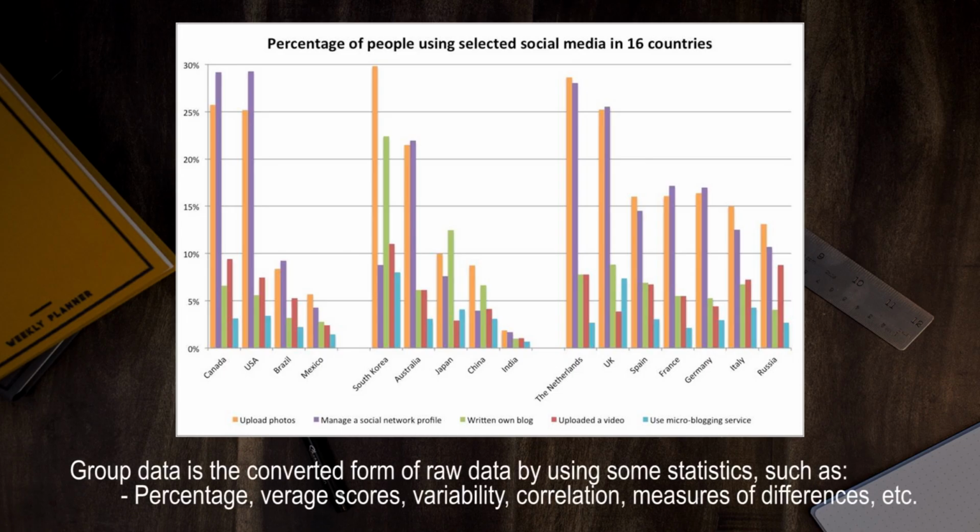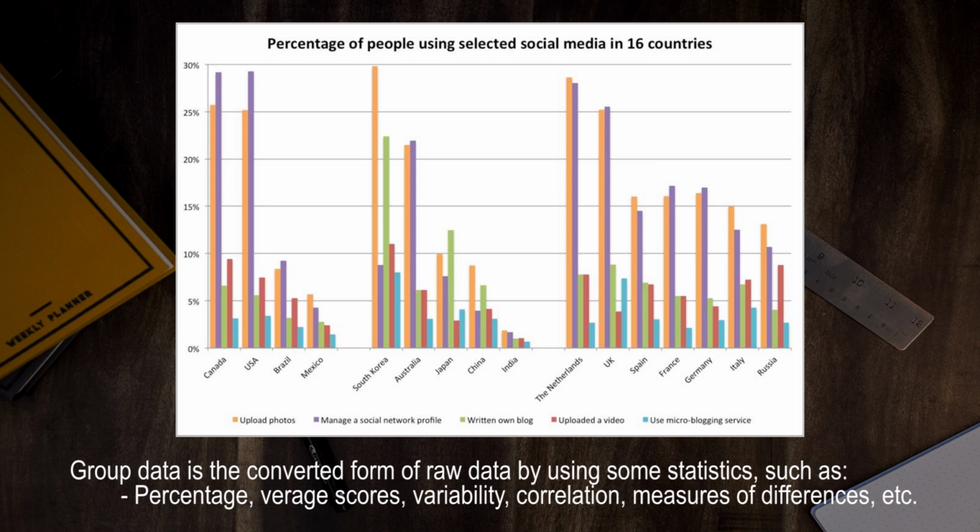Then for the group data, it means if you know the raw data of the entire group, then by using certain statistics, you can analyze the raw data. And when you analyze the raw data and interpret it in different ways, just like the mean score, average score, standard deviation score, then you can say that that is the group data. So group data is the converted form of raw data by using some statistics such as percentage, average score, variability, correlation, measures of differences, and many other statistics.